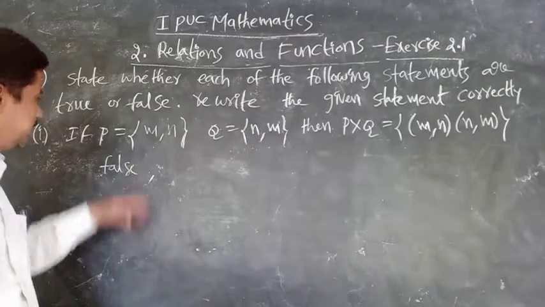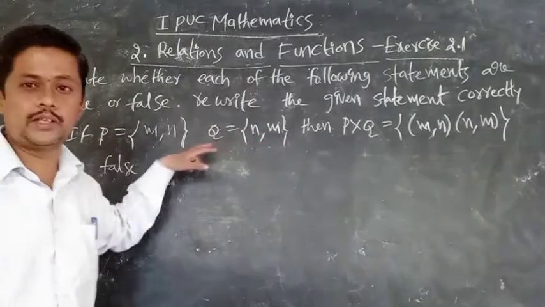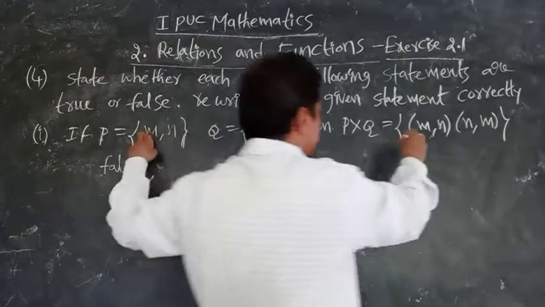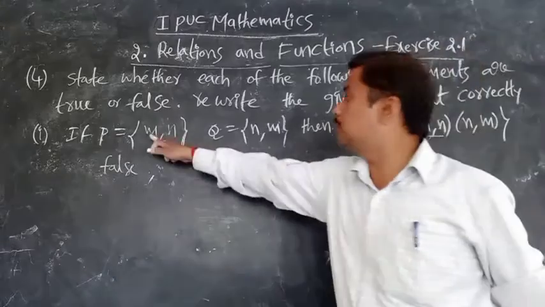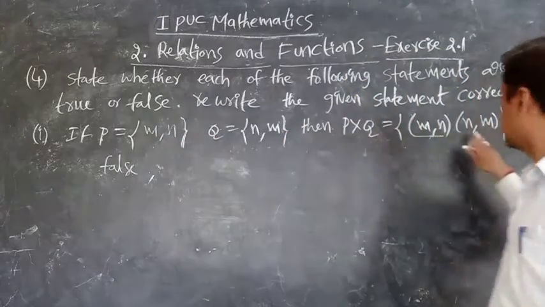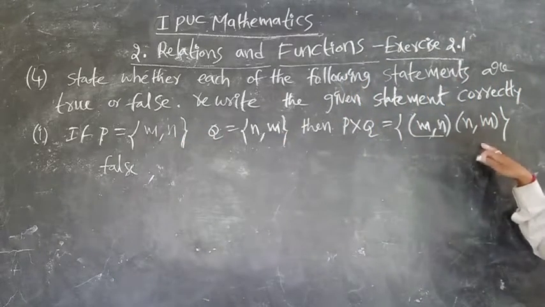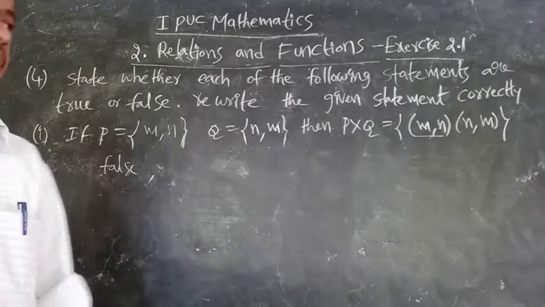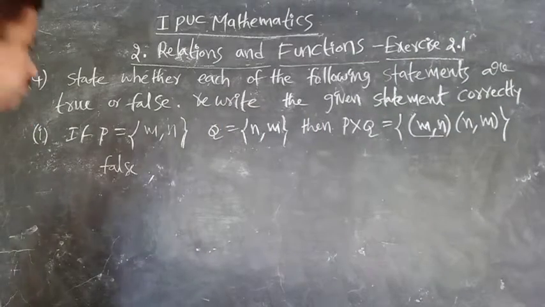Because what does P cross Q mean? Calculate. (M, N) is there. Okay, good. (M, N) is there. Next, (M, M) is not there. That's why this is not a right statement. That's why it's false.